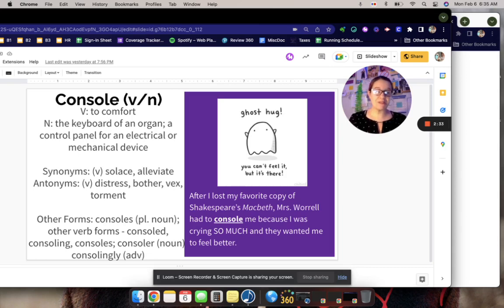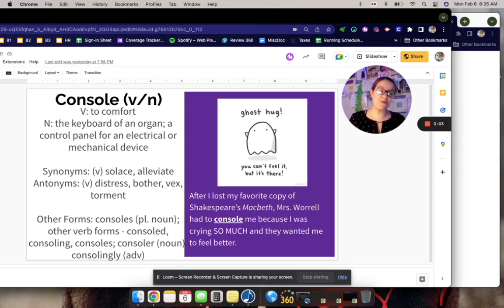And we have several other forms of the word. Our plural noun form, consoles, again, put that emphasis on the first half of the word. And then you've got other verb forms, consoled, consoling, and consoles. You have a noun form if you're a person who is doing the comforting, you could be the consoler. And then the adverb form, consolingly. So maybe a person says something consolingly because they're trying to comfort you. Our little picture there is a ghost hug. He's trying to console you.